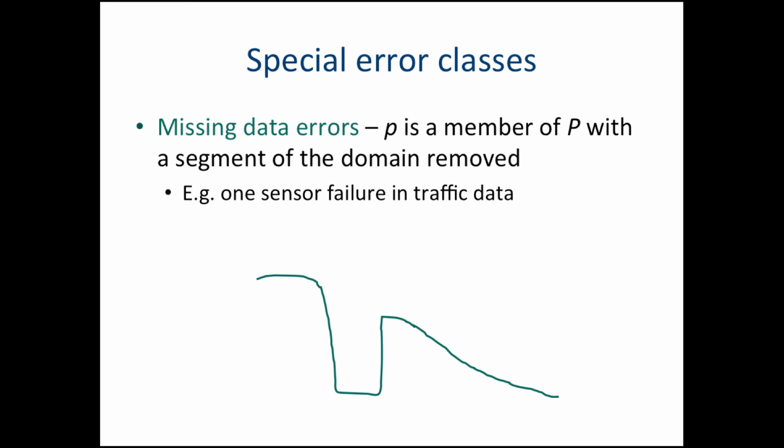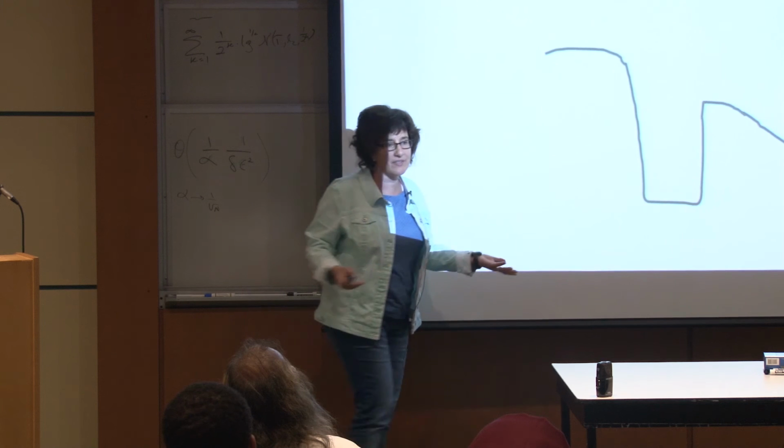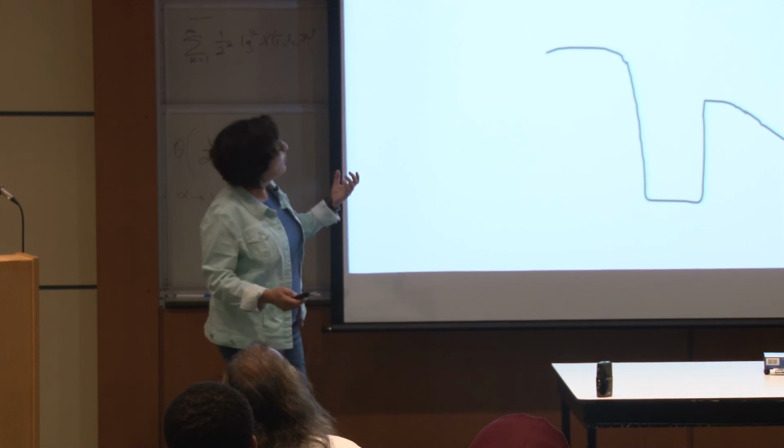I want to mention one other thing. What happens when you have missing data errors? And here, let's assume that you've got something, just these P sub i's, you never saw them. Okay, it's a consecutive set of P sub i's, which you just never saw. Okay, so what happens in that case?